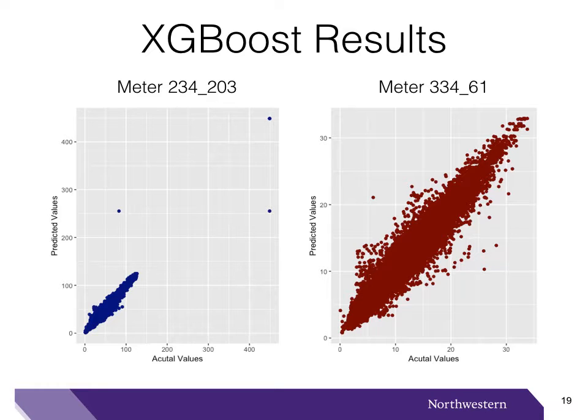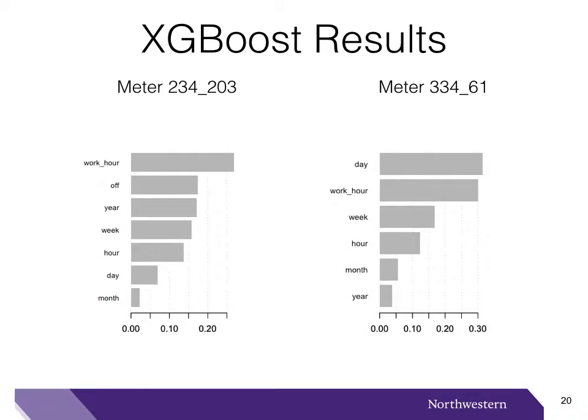So recall we had decided to fit models to each meter separately. Here are the XGBoost predictions for two of the meters. You can see that the models work pretty well for predicting power consumption, as there's a very linear correlation and basically a slope equal to 1 for each of these meters. So the models worked pretty well.